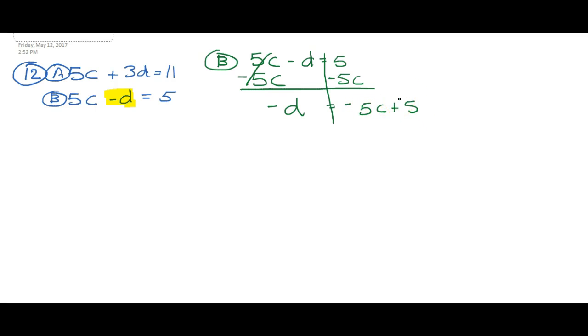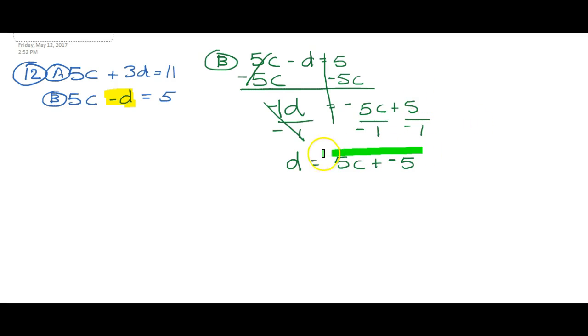Remember, we can't combine our 5s and our c's because it's going to create a whole mishmash. C's can't be with non-C's, D's can't be with non-D's. And there's the invisible 1 in front of this, so we're going to divide by negative 1. And we need to do it to all the parts. D equals 5c plus a negative 5.